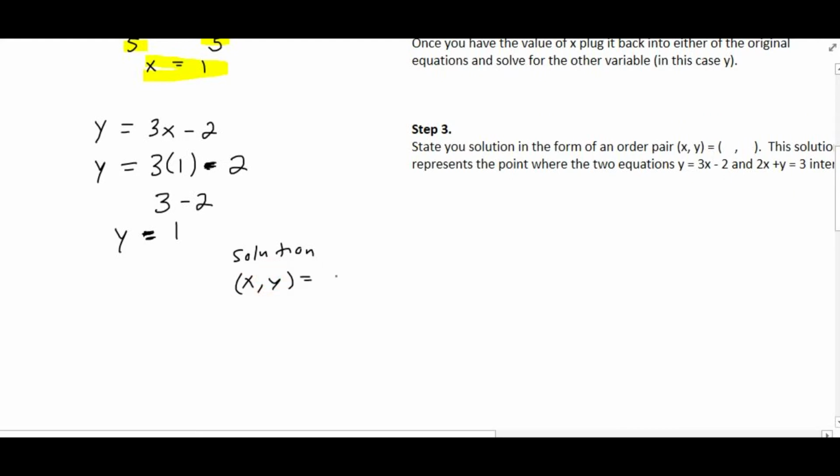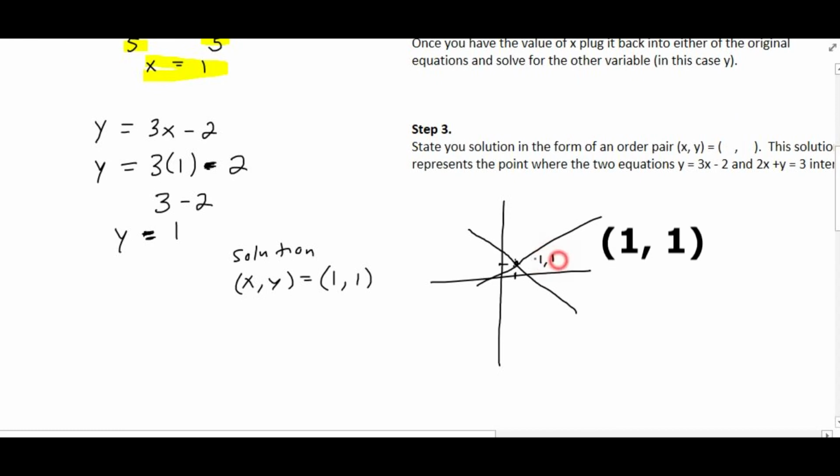This is the point. If I were to graph 1 comma 1, as you can see here, it would represent the point where these two equations would cross. I'm trying to hit 2 birds with 1 stone. That's the point of solving a system of equations, finding a solution that will satisfy both equations at the same time. And once again, our solution is 1 comma 1. This is the substitution method.